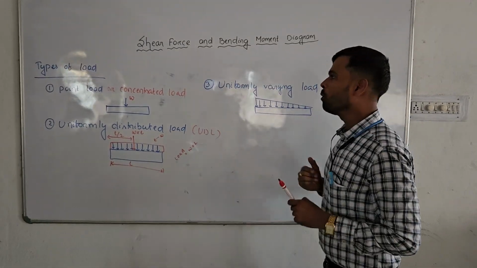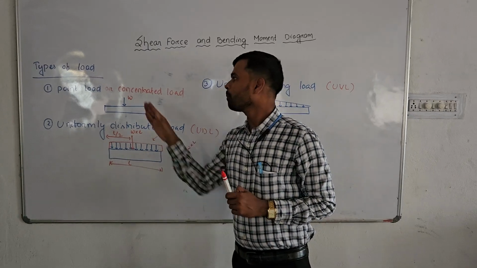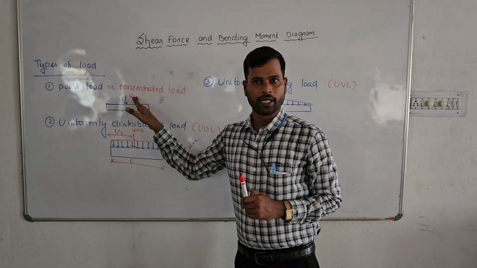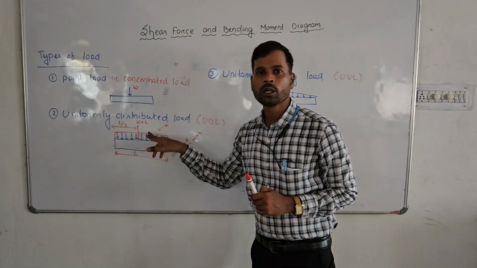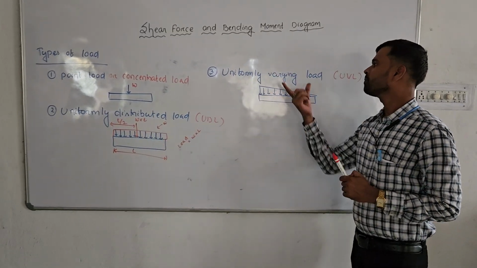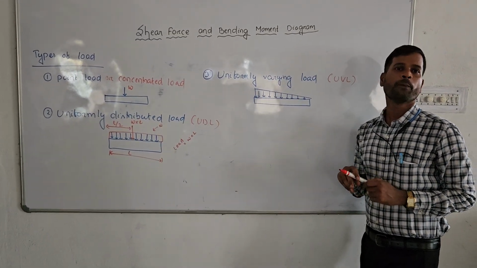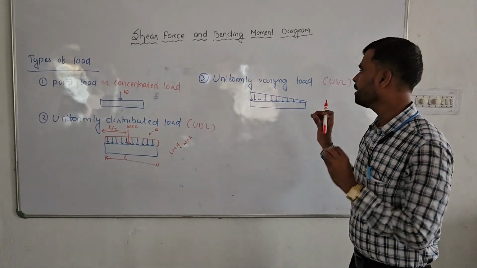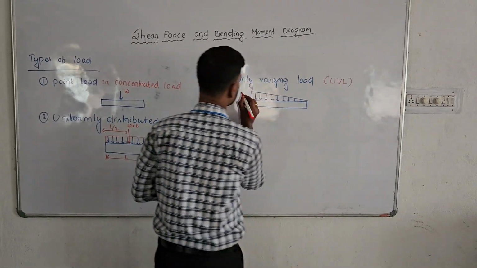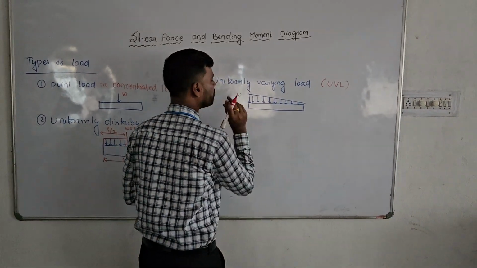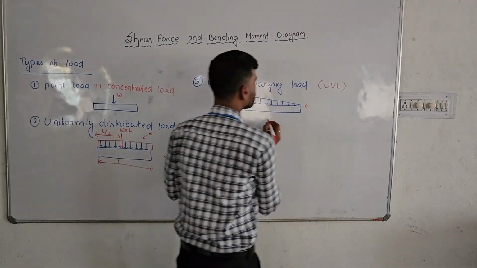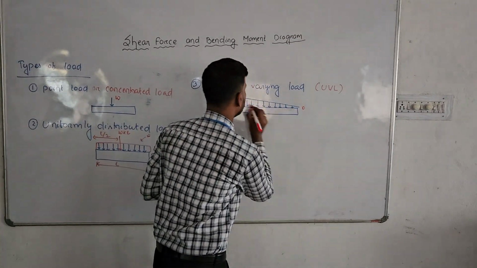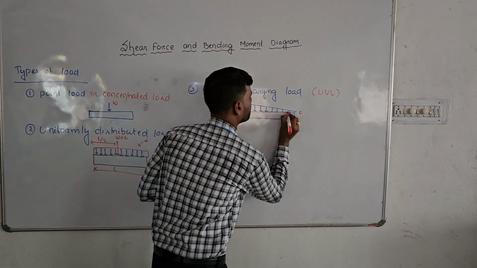But as we know, we can only solve problems where a point load is applied. That's why we converted the uniformly distributed load into a point load. Similarly, here also we have to convert the uniformly varying load into a point load. Suppose here the maximum amount of load acting is W and the minimum amount of load is 0. As it is varying uniformly, you get a triangle here.